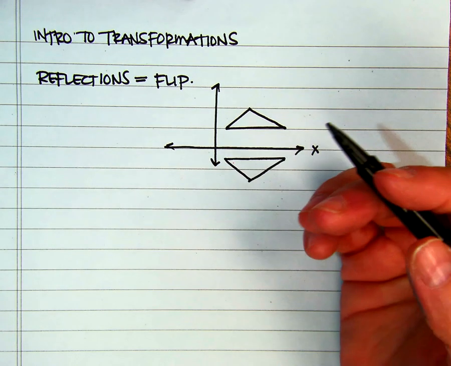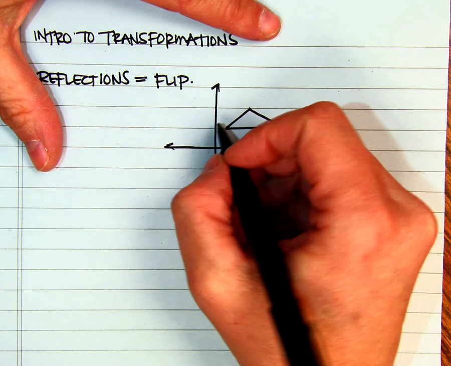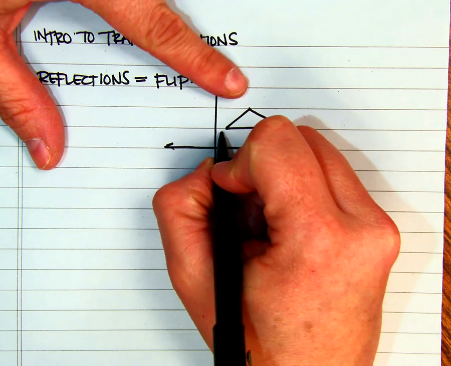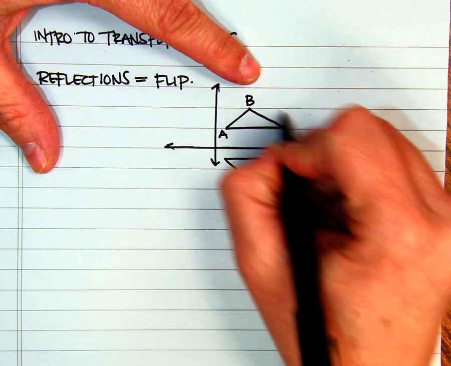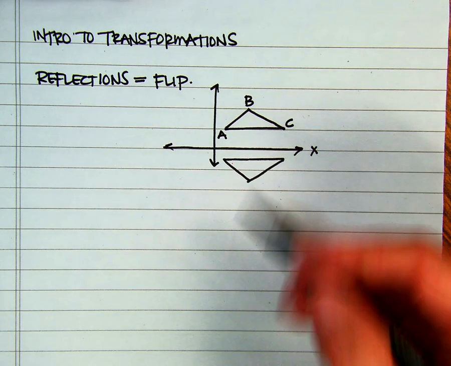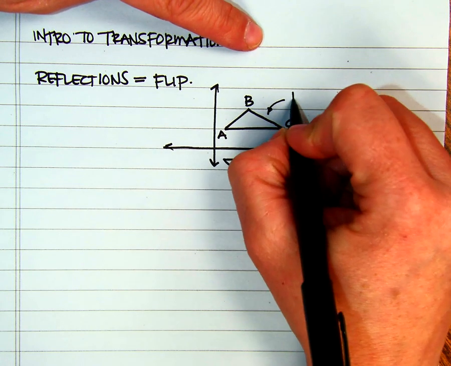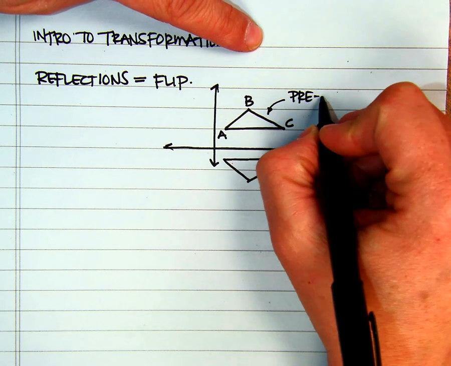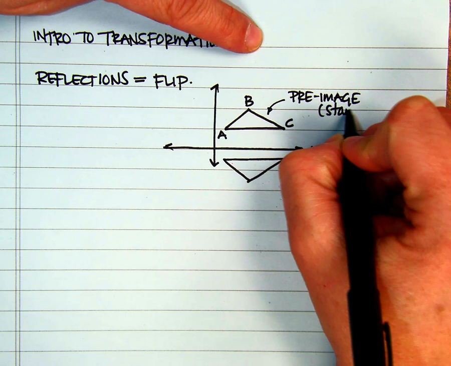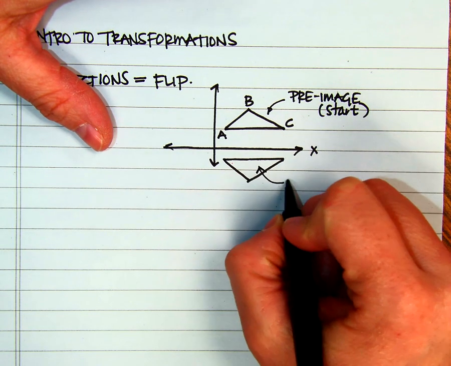To give you some more background, let's talk about image versus pre-image. If we are starting with this figure, so this is the original figure, and I have this labeled A, B, and C. After I do the reflection, these become primes. So this is going to be called the pre-image. This is where we start. And then this would be called the image, which is where we would end.